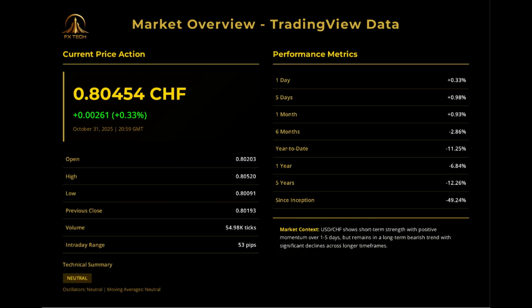Technical indicators present a mixed picture. The relative strength index sits at a neutral 50.76, while the MACD shows a slight bearish divergence at negative 0.00019. The average directional index of 17.62 suggests weak trending conditions, indicating a consolidation phase. Key price levels to watch include the 52-week high of 0.8075 and the 52-week low of 0.7728. This data suggests the pair is trading in a relatively narrow range, awaiting a catalyst for the next directional move.